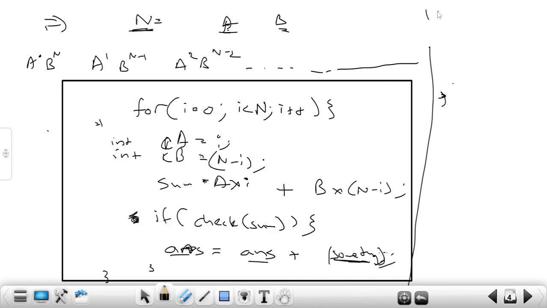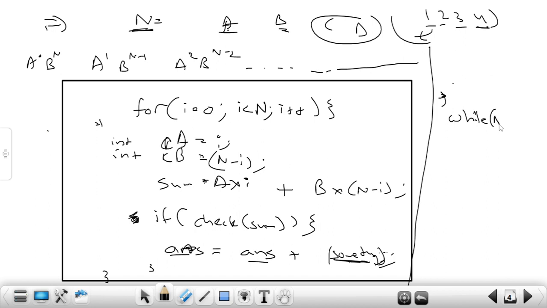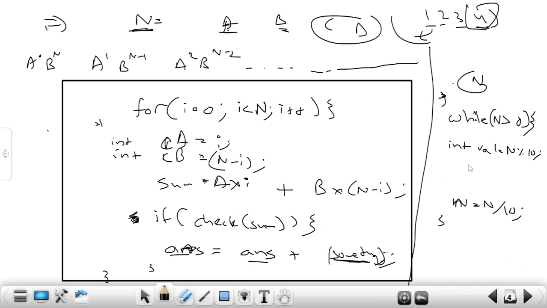Simply, if I have 1 2 3 4, I need to check each digit, whether it is something other than C or D. So while n is greater than 0, I will calculate each digit: int current value, val equals n mod 10. This is how we calculate the current value, like this 4. After that I will do n equals n divided by 10.